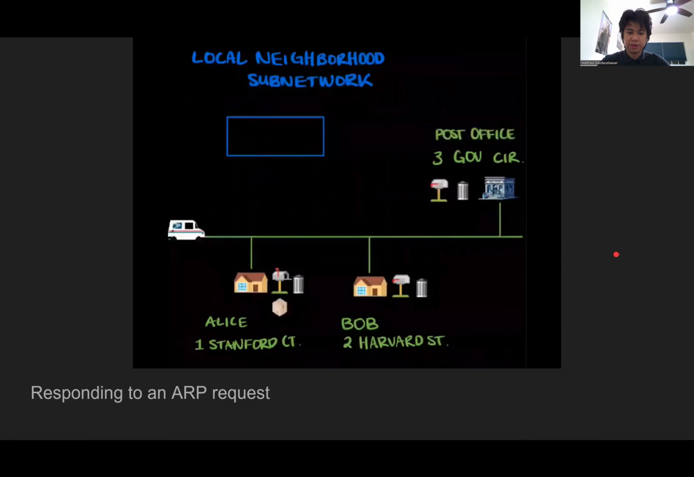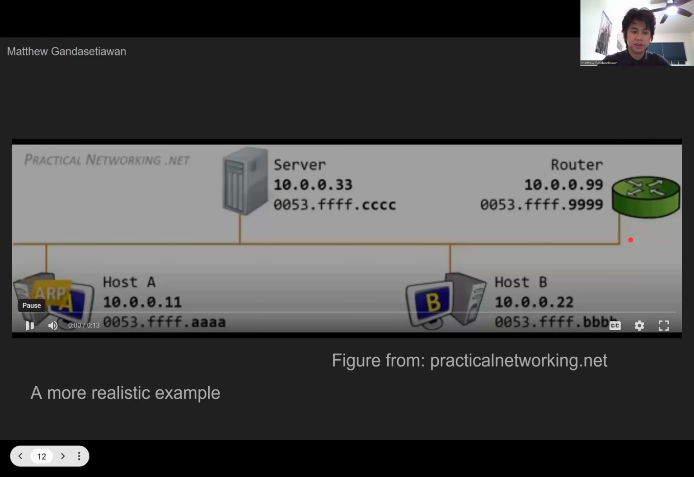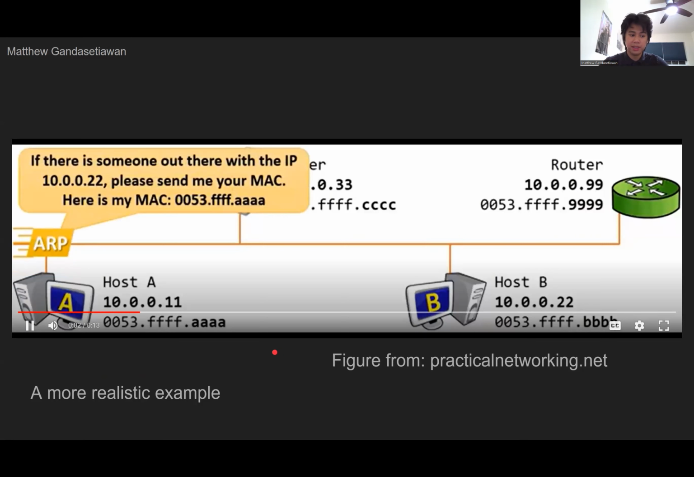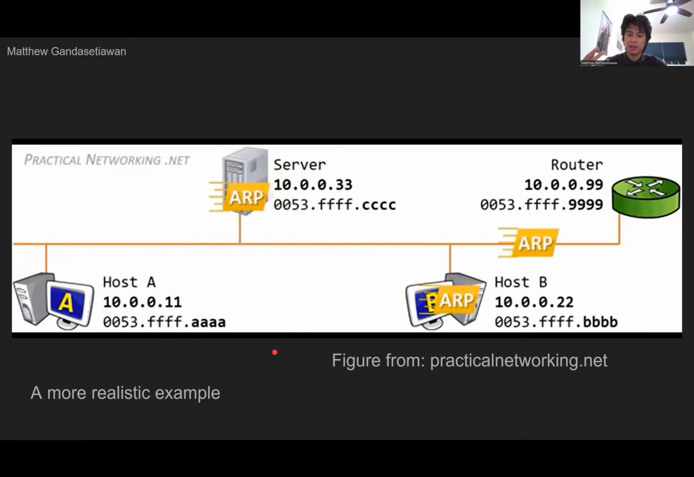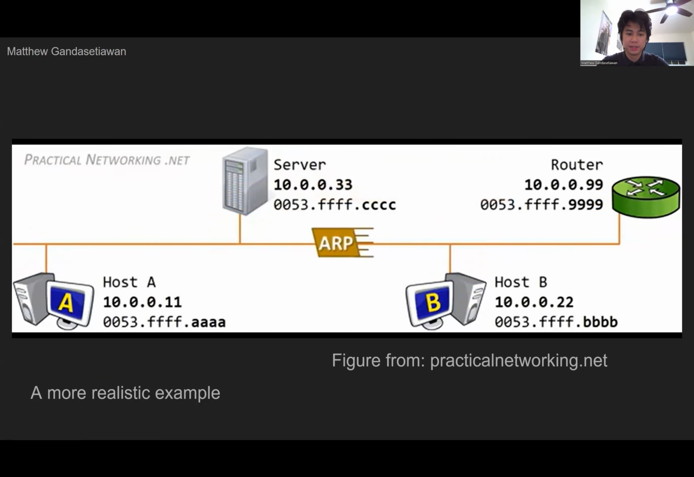So let's take a more realistic example. We have two devices on a network, host A and host B. Host A sends an ARP request to all the devices, and receives a response from host B.